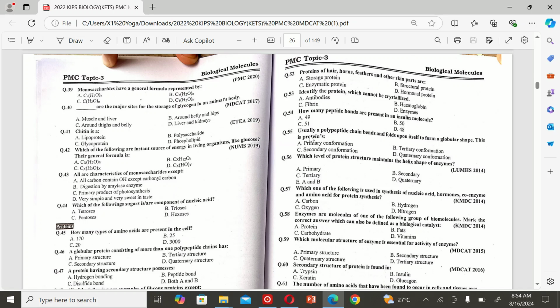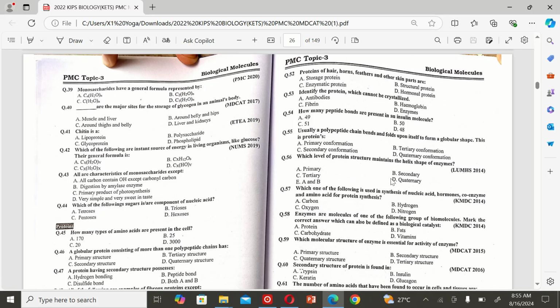The next MCQ is: when a polypeptide chain bends and folds upon itself to form a globular shape, this is proteins' A, primary conformation, B, tertiary conformation, C, secondary conformation, and D, quaternary conformation. So the correct option is B, tertiary conformation.